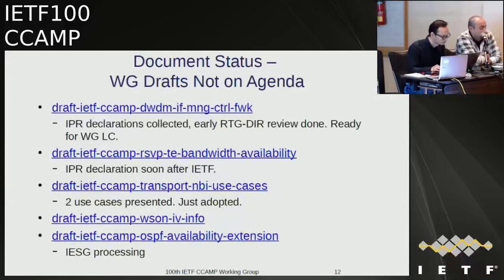The next draft that we will progress is the RSVP-TE bandwidth availability. We will launch the IPR declaration request after the meeting. We have the transport NBI use cases, which will not be presented, but we have two use cases presented today. The WSON impairment validation information model doesn't have major changes compared to the last meeting, and the OSPF availability extension is in the ISG processing.